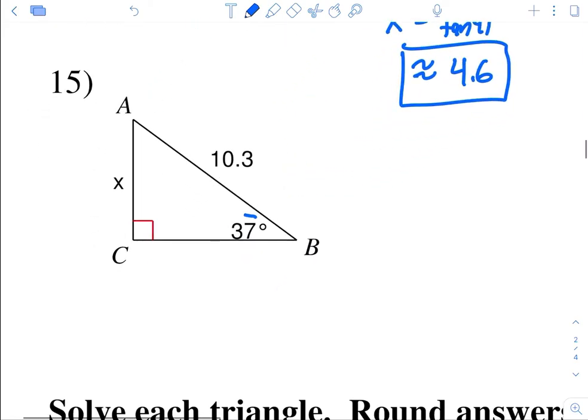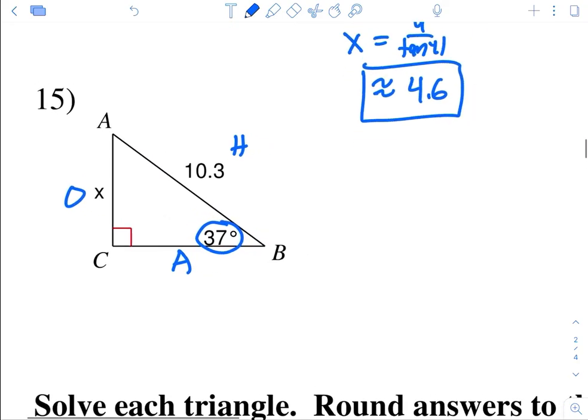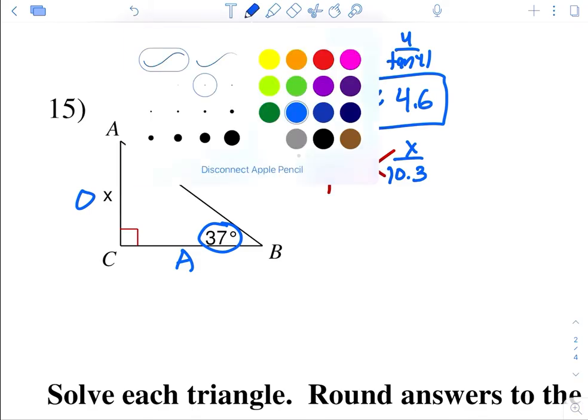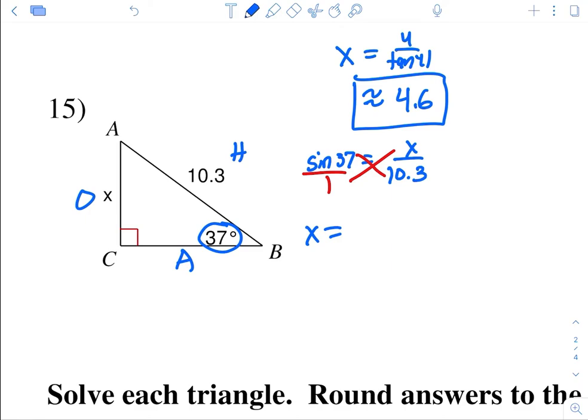15. In the perspective of this angle, this side's opposite, this side's adjacent, this side's hypotenuse. So O and H again, so sine of 37 is equal to x over 10.3. Put this over 1, cross multiply. 1 times x is x, 10.3 times sine 37, 10.3 sine 37. So put that in your calculator, 10.3 times sine 37. 6.2.